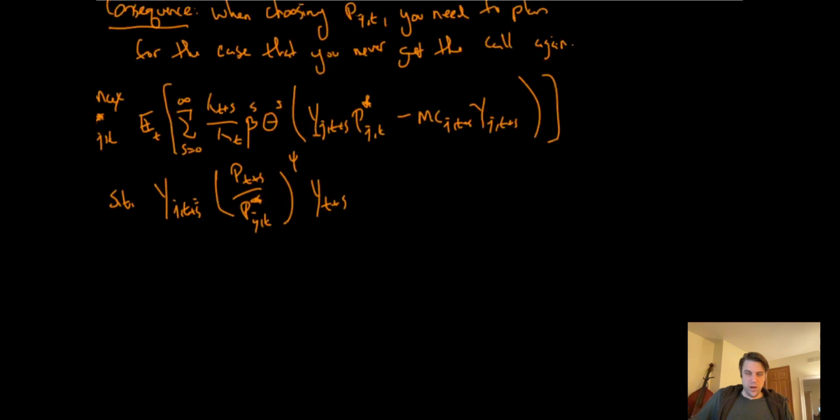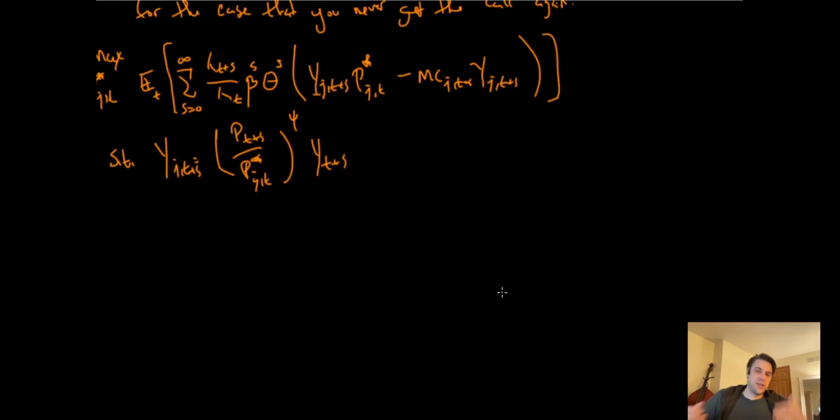So this is the hardest part of the new Keynesian model, is getting to this problem. I hope that talking through it helps you to understand what appears in here and why.